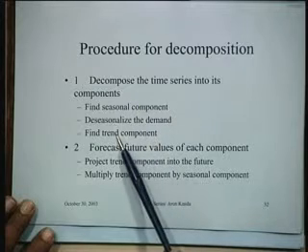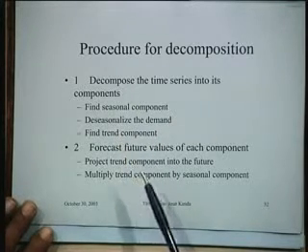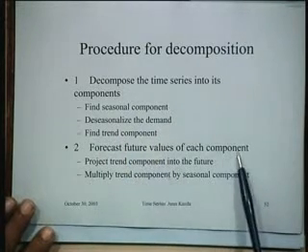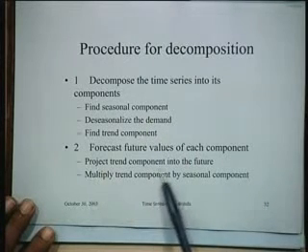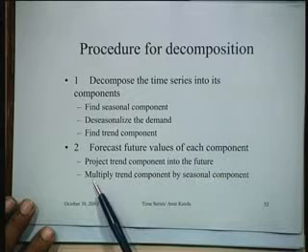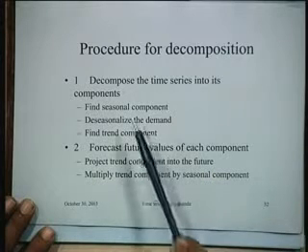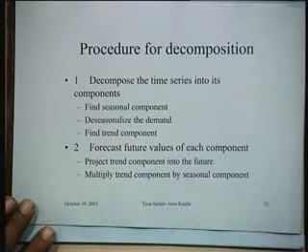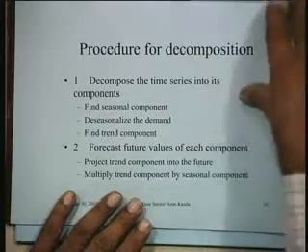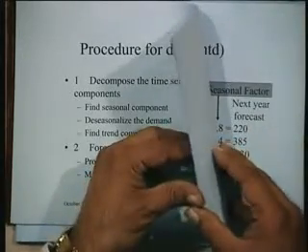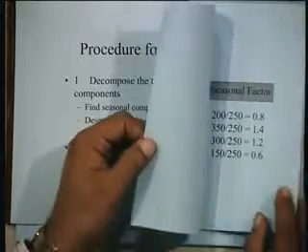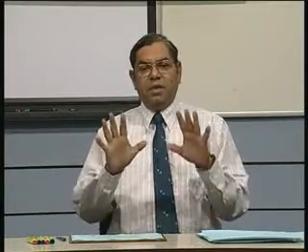And then utilizing this information, you forecast the future values of each component, which are these components, and then you project the trend component into the future, multiply the trend component by the seasonality component, and this will basically give you the forecast for the next period. So this is essentially time series decomposition, which goes in this particular fashion. So this was basically an overview of the procedure.